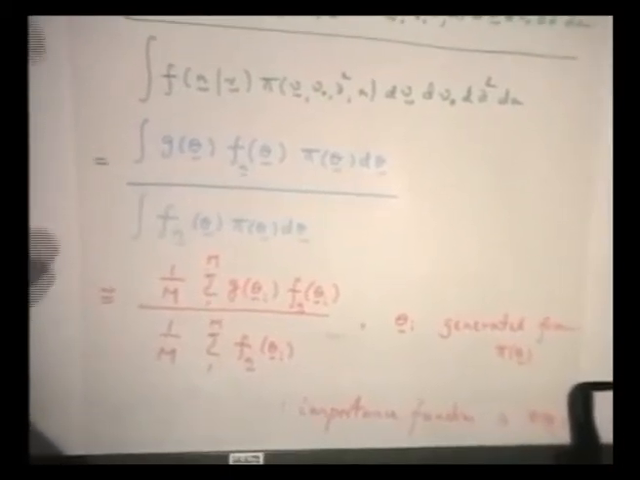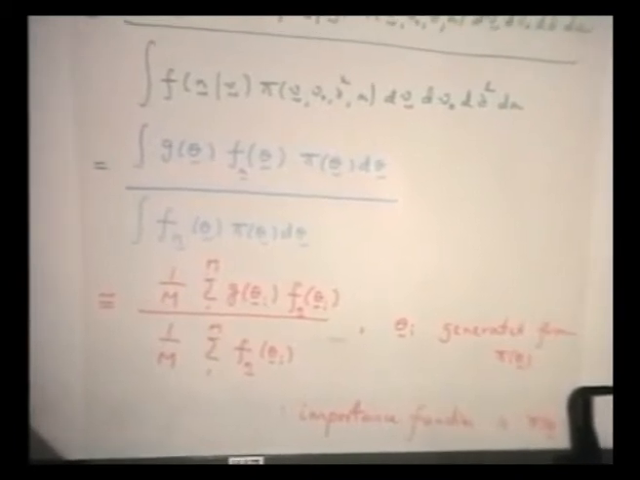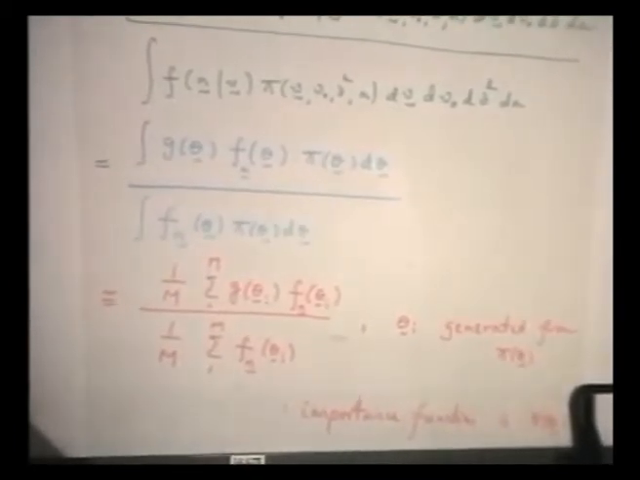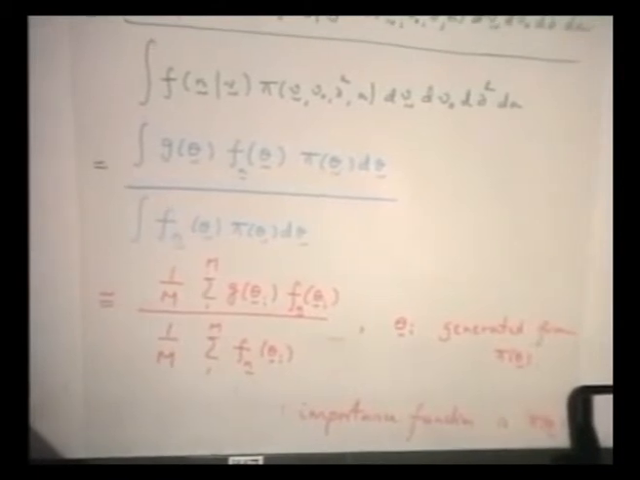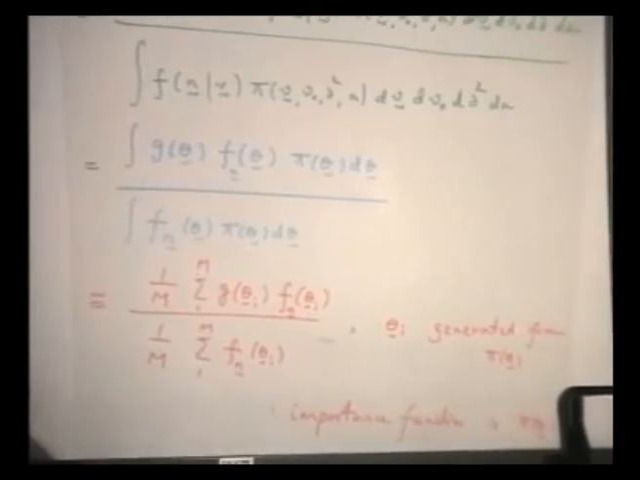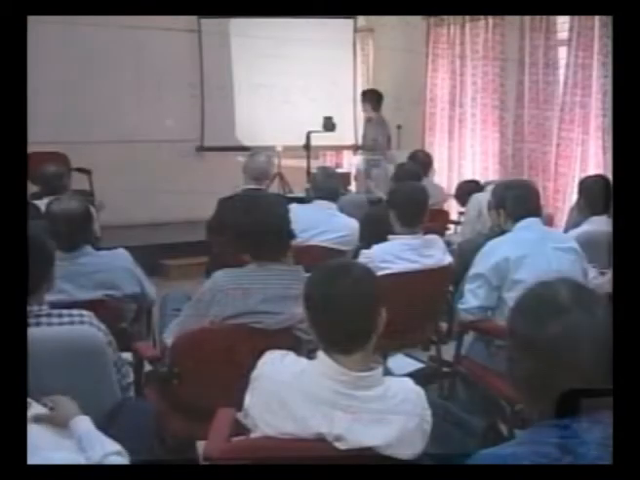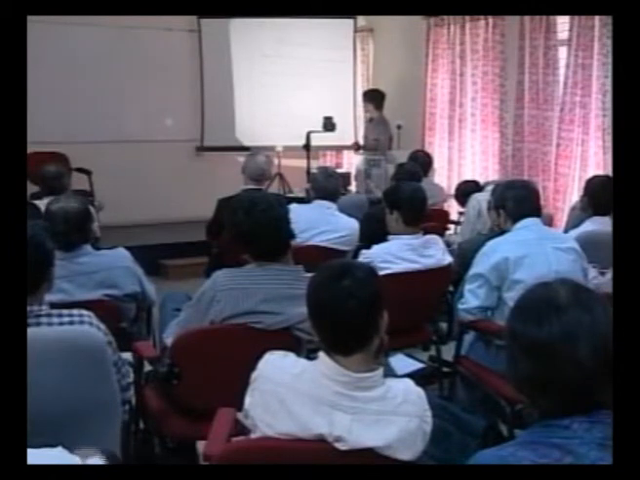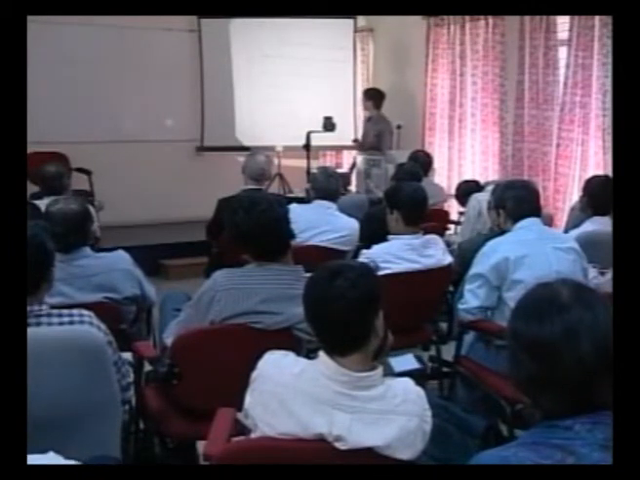Okay, so if you want to find the posterior expectation of g with respect to the posterior distribution that we just wrote down, then it's the ratio of these two things. In the numerator you have g, which is absent in the denominator because the denominator is just the normalization.